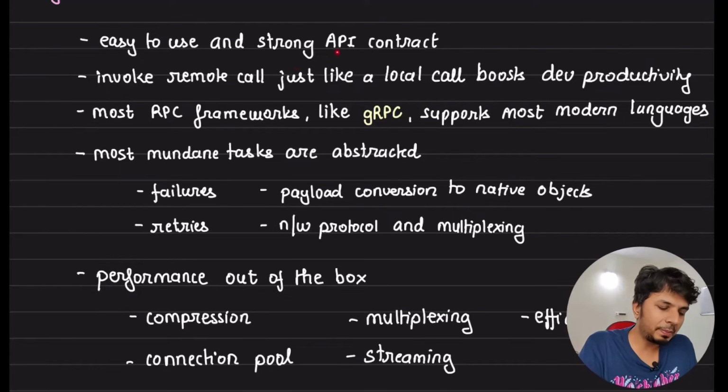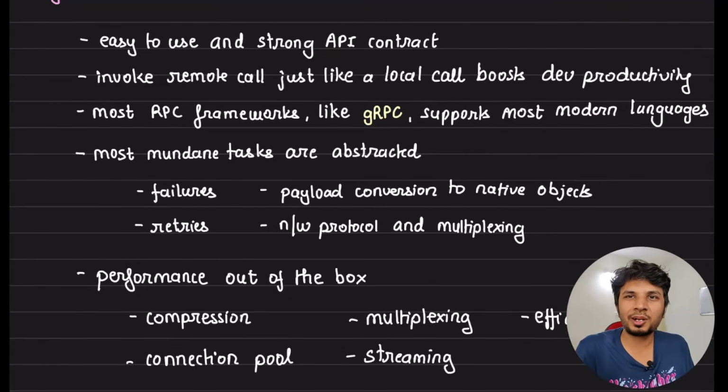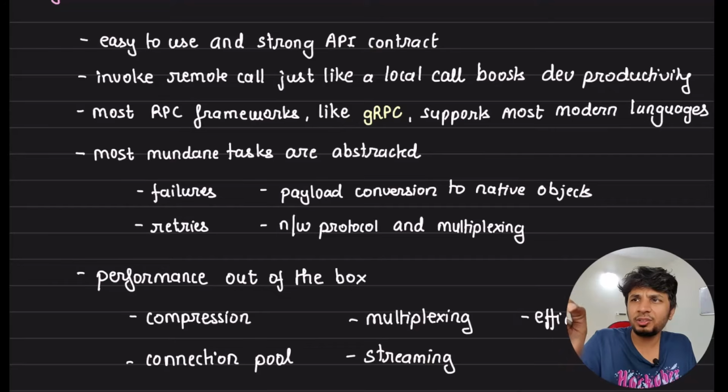So now with RPC, you get a very strong API contract. You exactly know what you are sending. You exactly know what you are getting. No matter how many iterations happen, you would know what you are signing up for.